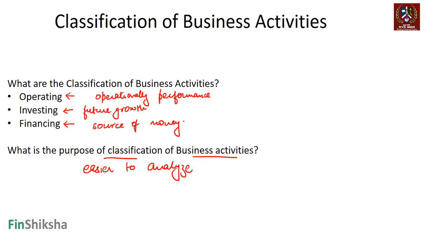Once we divide this into these three parts, it gives us an idea on whether the company is operationally doing well, whether the company is able to invest some part of the money for future growth, and whether the company is raising money from a bank or somewhere else. So what is the source of the company to manage and raise that money, and how does the company repay that money? It makes it easier to analyze all activities of a business once you classify them.